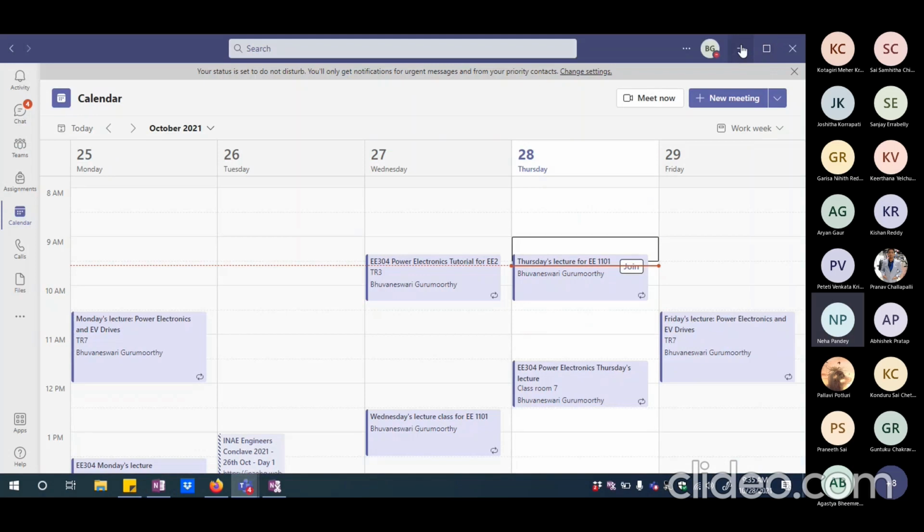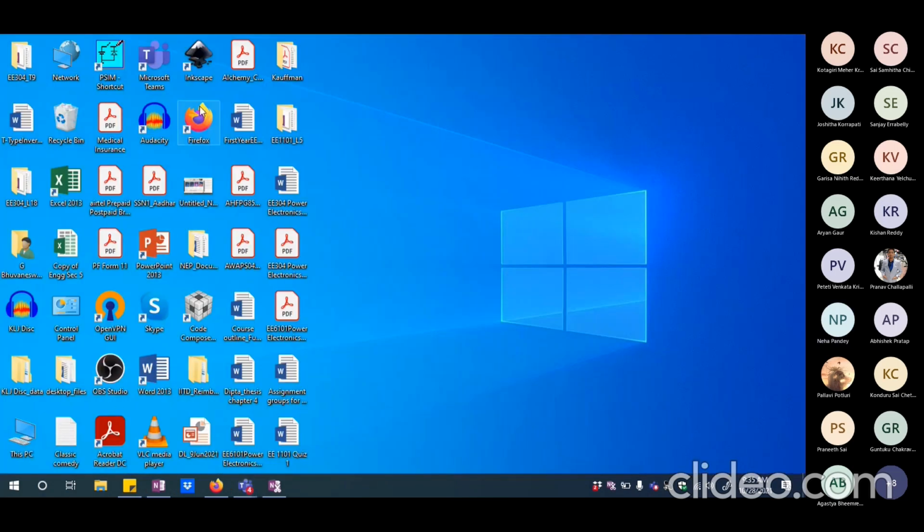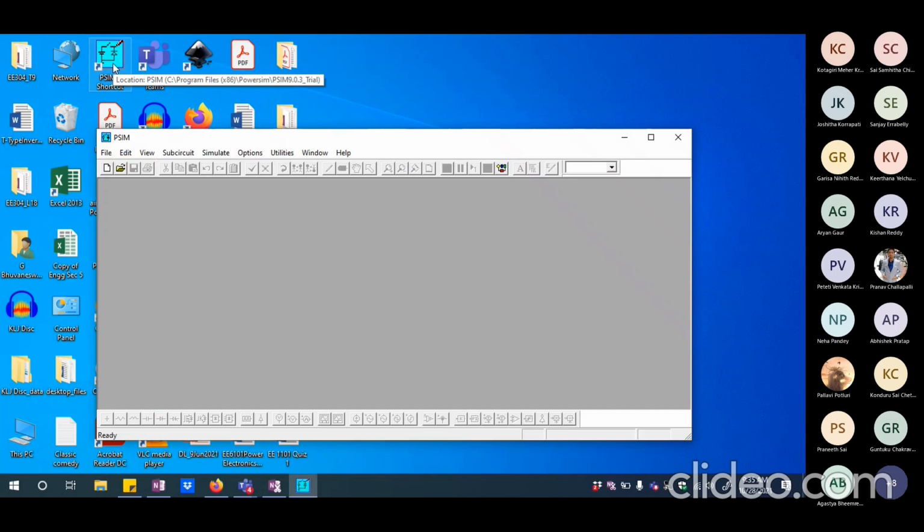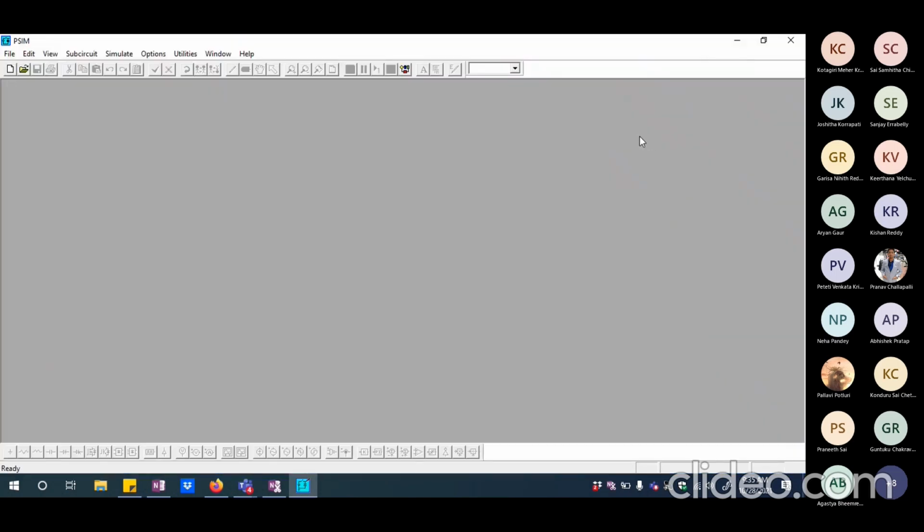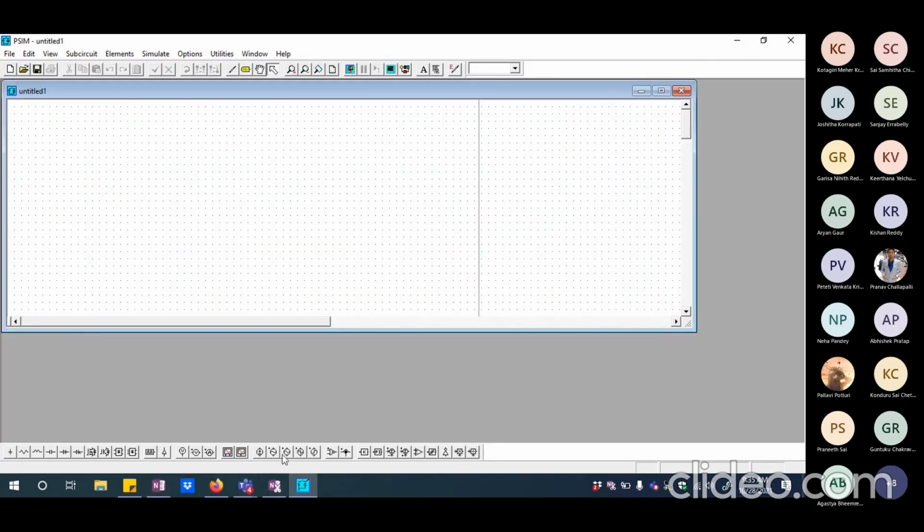So let me take PSIM. Here is the package which I have already downloaded and kept. I'm going to open this package and create a new circuit. I'm going to take a voltage source and place it here, take a resistance and place it here, take an inductance and place it here. Later on I can connect, and I'm going to take a capacitance and place it here.